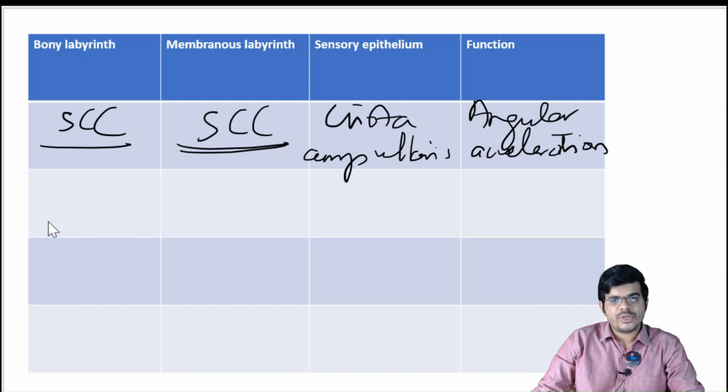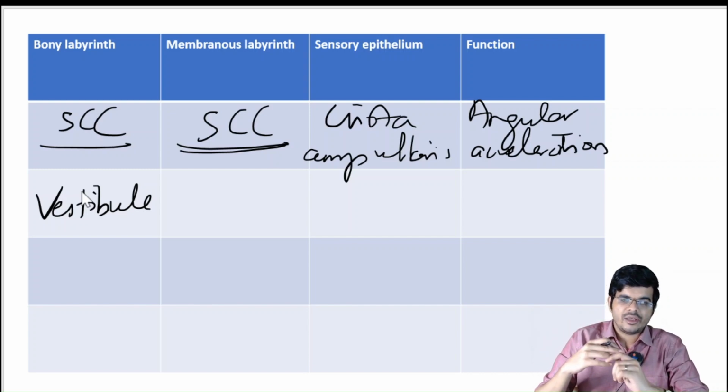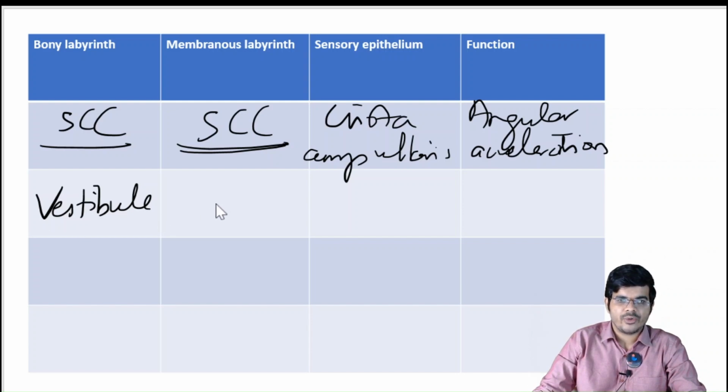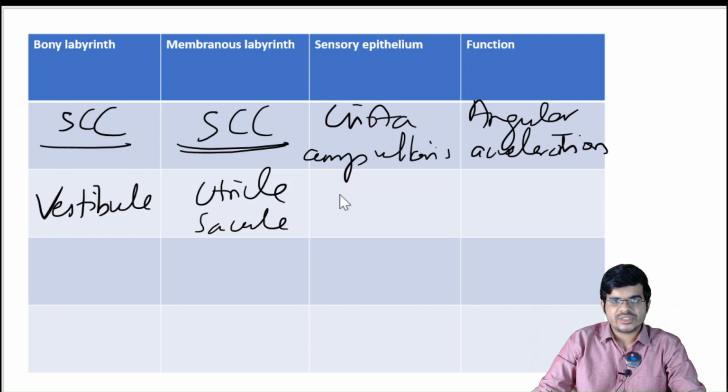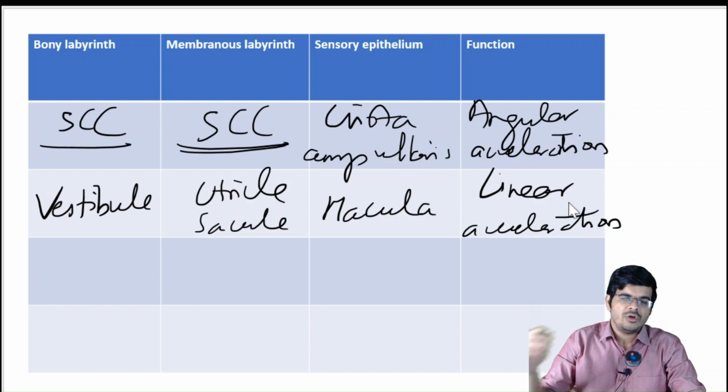Now the next structure that you see in the bony labyrinth is the vestibule. The bony labyrinth has the cochlea, the vestibule and the semicircular canals. In the vestibule you have the utricle and saccule. Now what is the sensory epithelium? The sensory epithelium is called the macula, and it is responsible for linear acceleration: the utricle with forward and backward movement and the saccule with upward and downward movement.